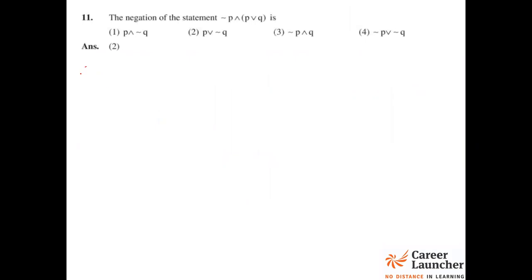See the next one. The negation of the statement, negation P and P or Q. So we need to find the negation of the given statement. Applying the properties, negation of negation P will become P. First expand the bracket inside, it will be negation of. If you expand this term, what will this become?